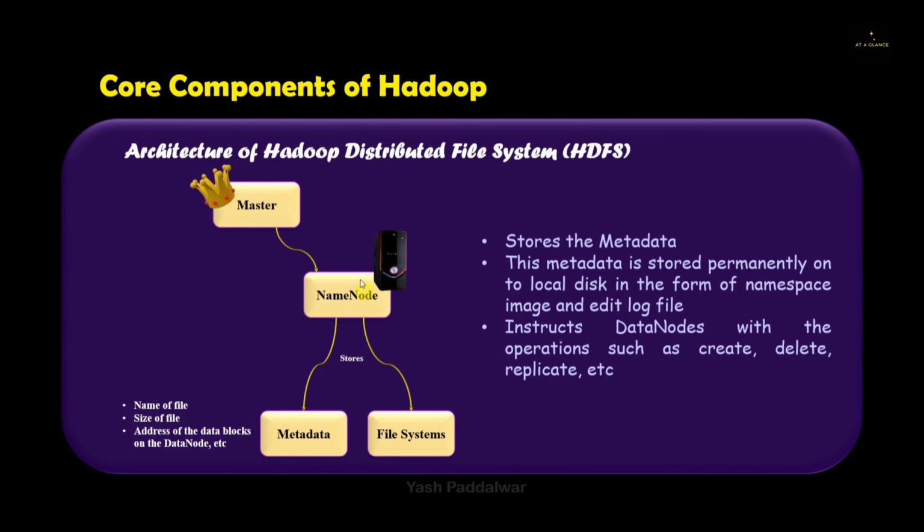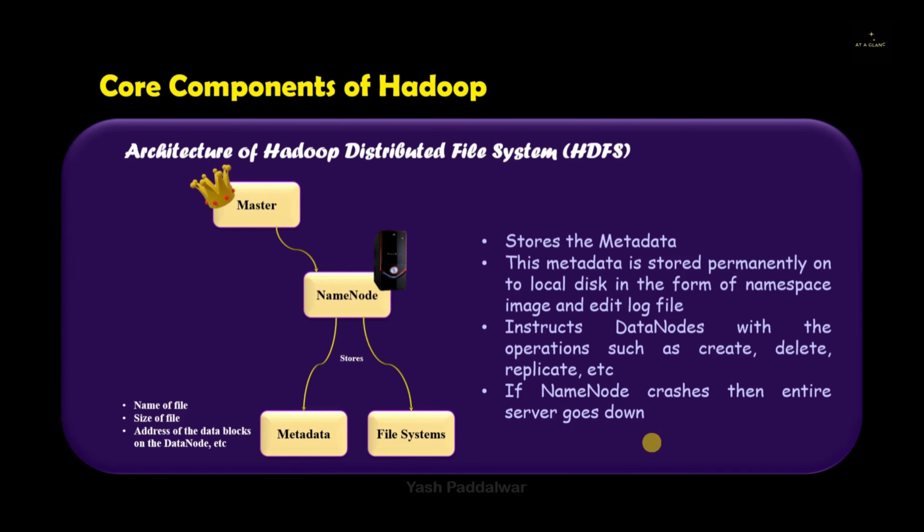Now also note that the name node instructs the data node to run these operations, for example create, delete or replicate. I hope you remember we have seen an example where the replicate operation is used. At least 3 replicas of each data block will be stored. Now there might be a case where the name node can crash. So in such scenarios, if the name node crashes, then the entire server which is associated with that name node will go down and the working will be stopped.